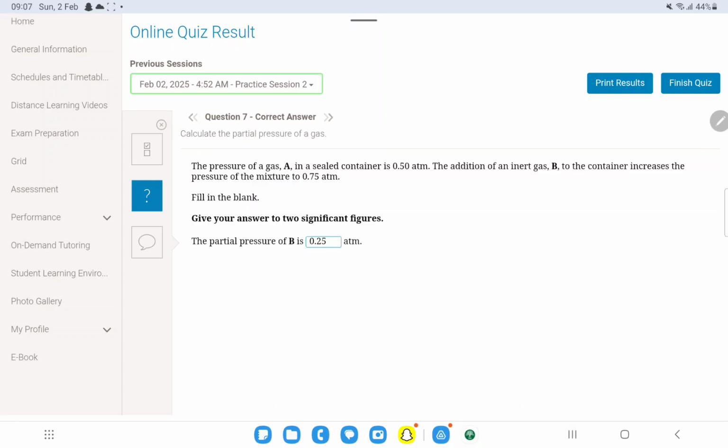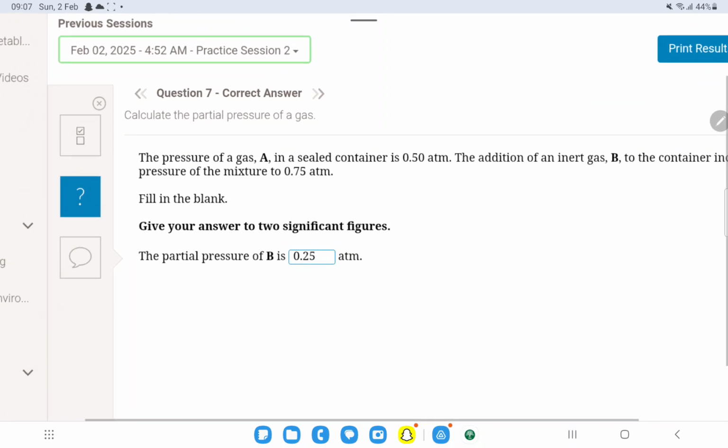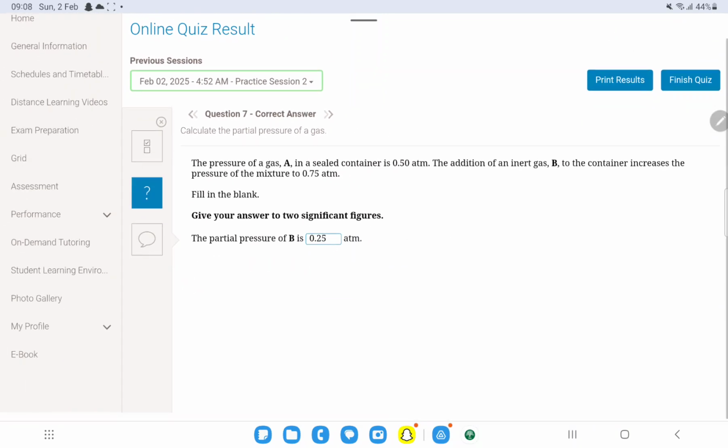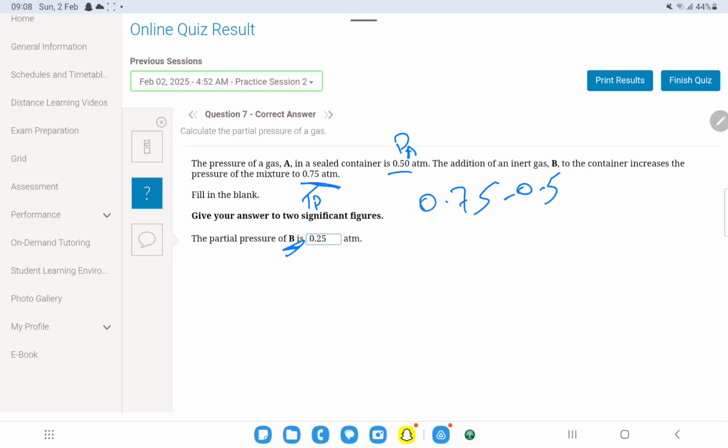The pressure of gas A sealed in a container is 0.5 atm. So here the partial pressure of gas A is 0.5. The addition of inert gas B to the container increases the pressure of the mixture to 0.75. So now the total pressure is 0.75. They want the partial pressure of gas B, so 0.75 minus 0.5 equals 0.25 atm. And that's your partial pressure of gas B.